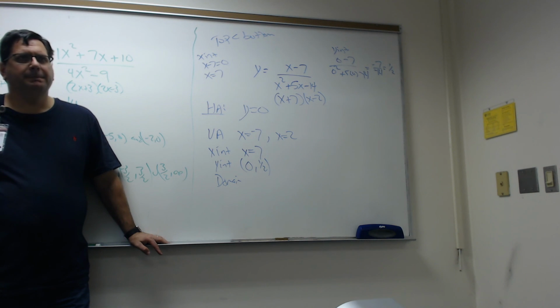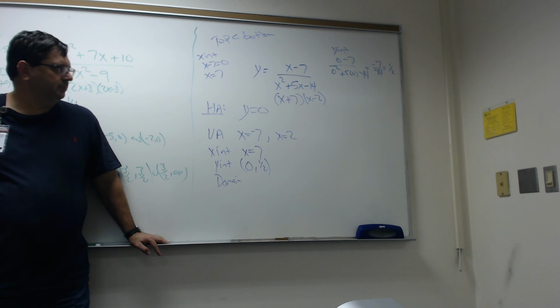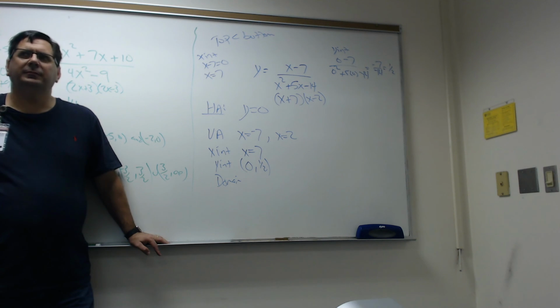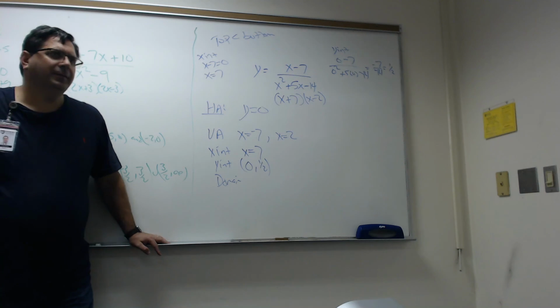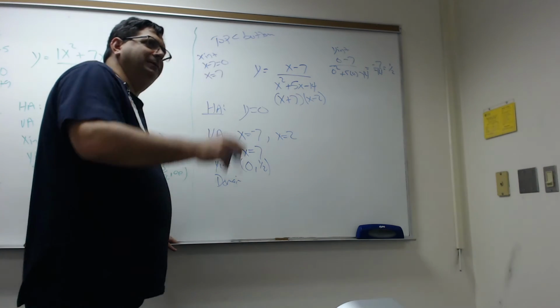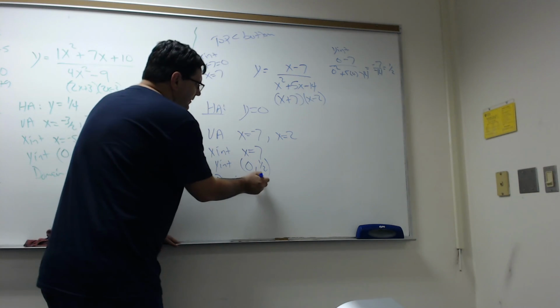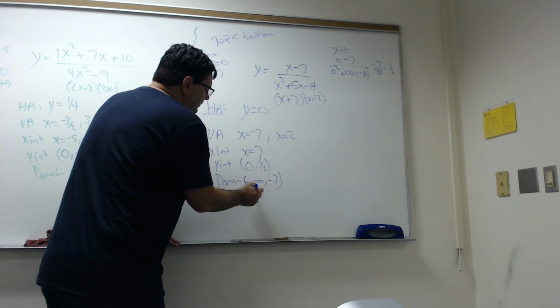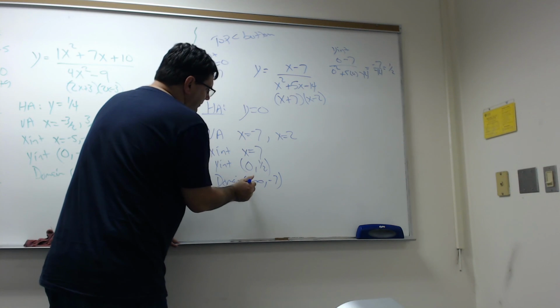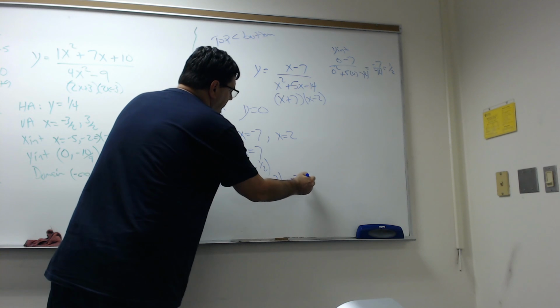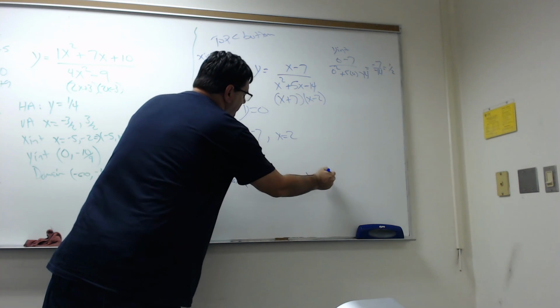I got -infinity to -7 union -7 to 2 union 2 to infinity. Is that what you got, baby? Yes. That is the correct answer. -infinity to -7, -7 to 2, union 2 to infinity.